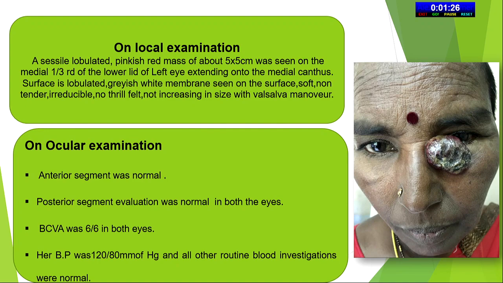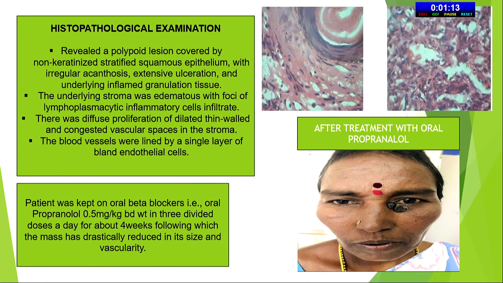On ocular examination, anterior segment was normal, posterior segment evaluation was normal in both eyes. Best corrected visual acuity was 6/6 in both eyes. Her blood pressure was 120/80 mm of Hg, and all other routine blood investigations were normal.